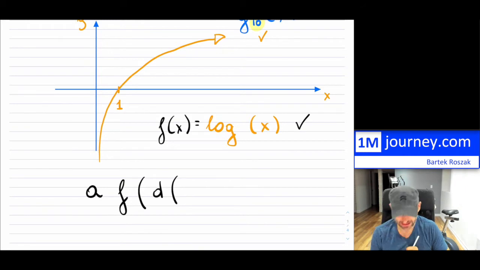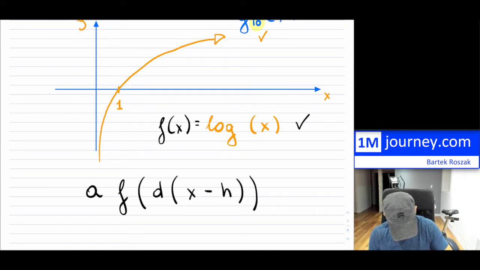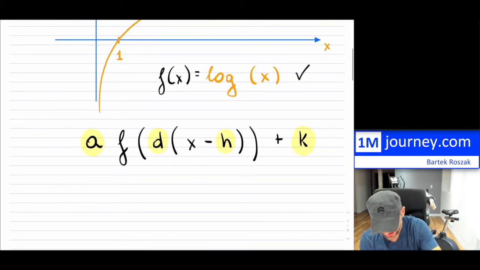And now I'm using d because I don't want to use b, because b I use for the base, especially for exponentials or for logarithms. So I'll use the d in terms of the scaling, and then it's x minus h, and then it's going to be plus k. So we're transforming our function. We're either multiplying it by an a like this, and then inside we're going to multiply our input by a d, and then we might shift it by an h, and then we might shift the entire function by a k. So deja vu again.